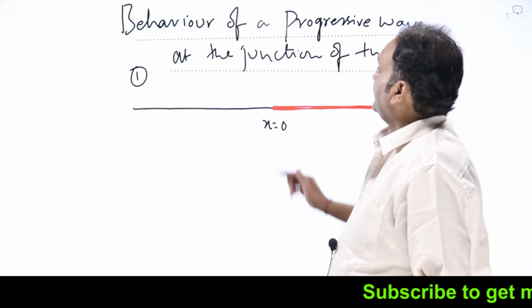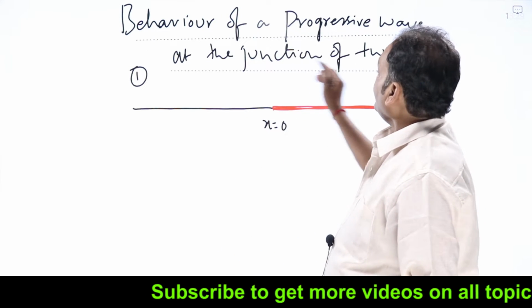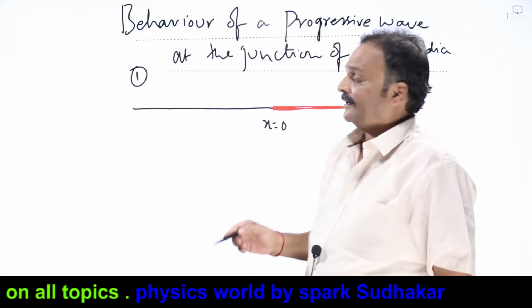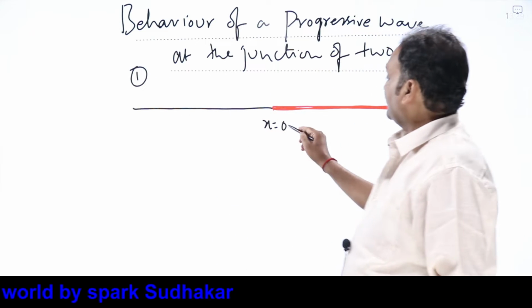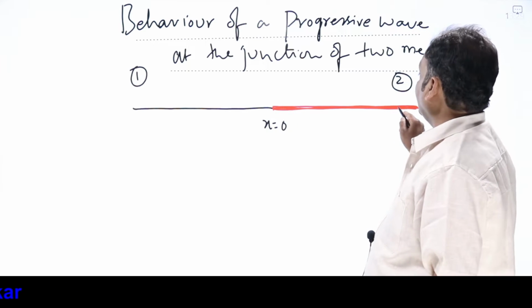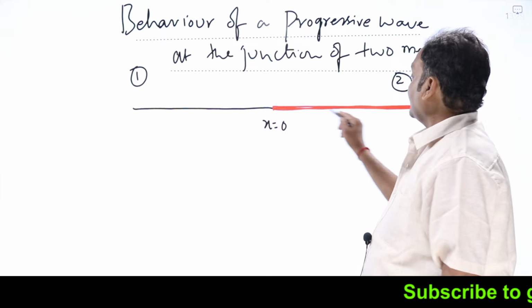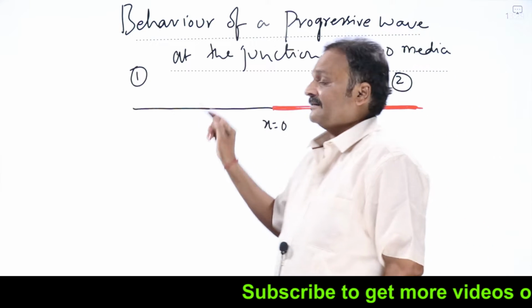Behavior of a progressive wave at junction of two media. Consider a string like this. Medium 1, and at x equal to 0 onwards, there is another medium, a second medium. This red line is the second medium, the black line is the first medium.